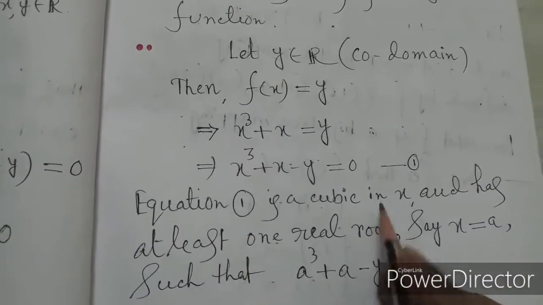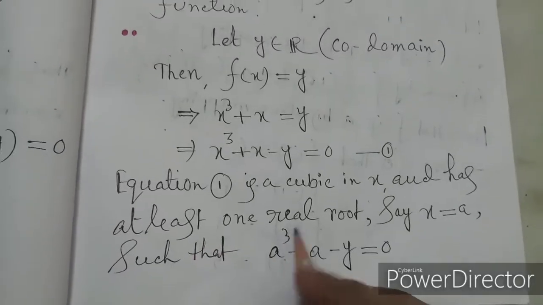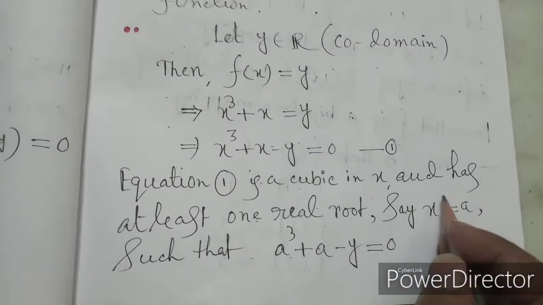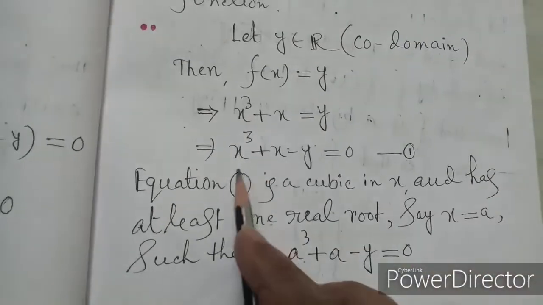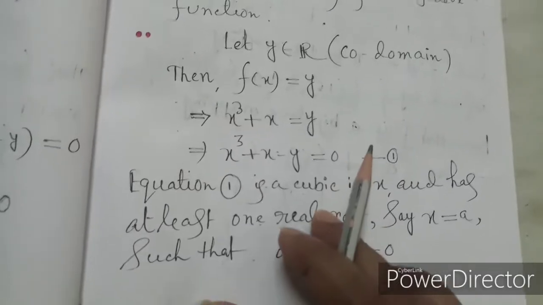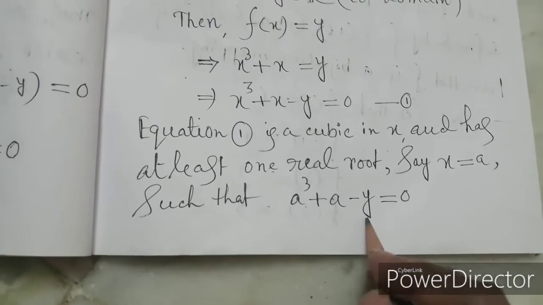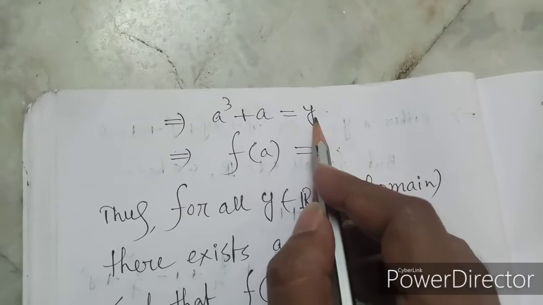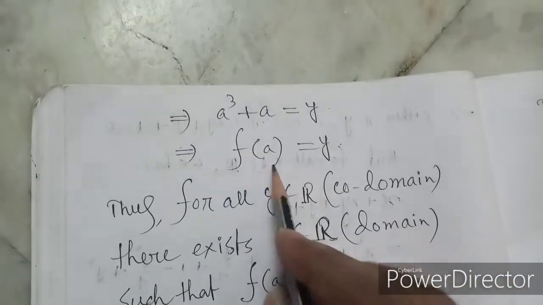Equation 1 is a cubic equation in x and has at least 1 real root, and say that root is x equal to a. Got it? That means if you put x equal to a, then this equation is also satisfied. So I write it such that a cube plus a minus y equal to 0. This means a cube plus a equal to y, and since f(x) equal to x cube plus x, a cube plus a means f(a).